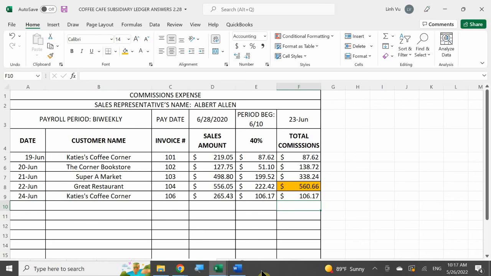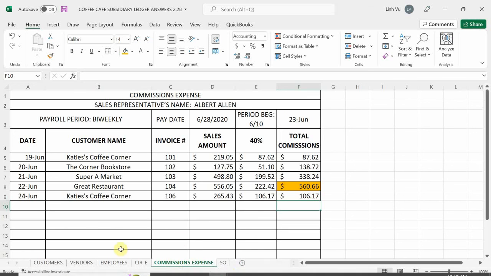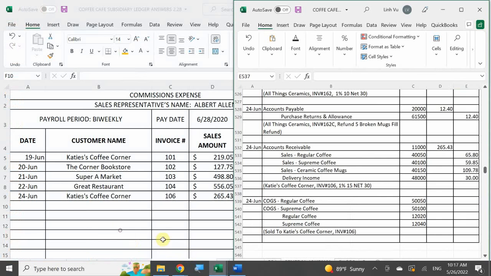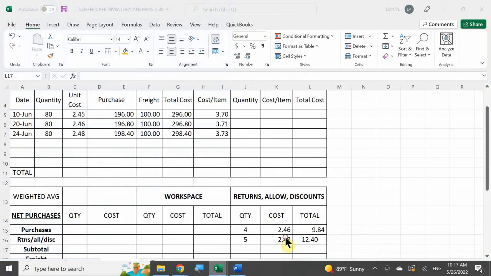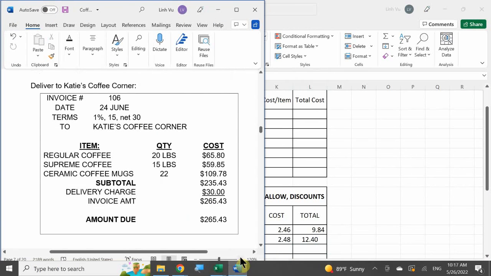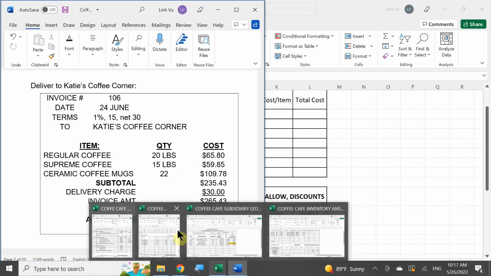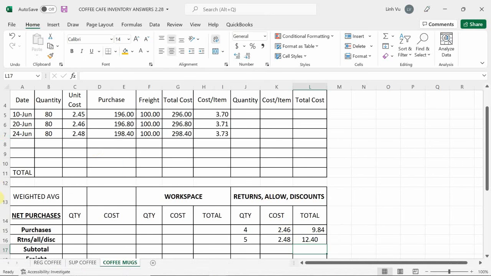So now, one last thing that we have to do for this is the inventory. Okay? How much did we sell to Katie? Well, we sold 20 pounds of regular coffee and 15 pounds of Supreme coffee. Okay? So, inventory worksheet. We sold 20 pounds of regular coffee.